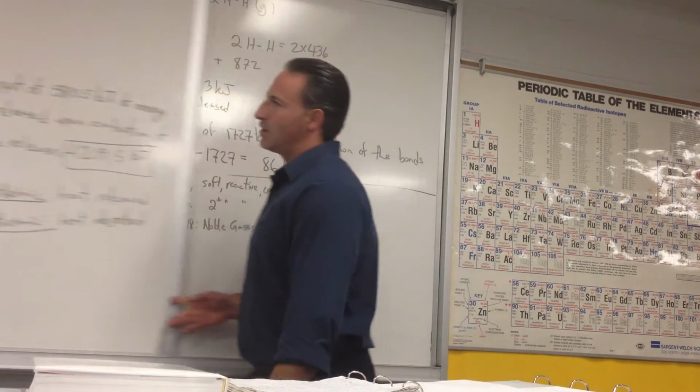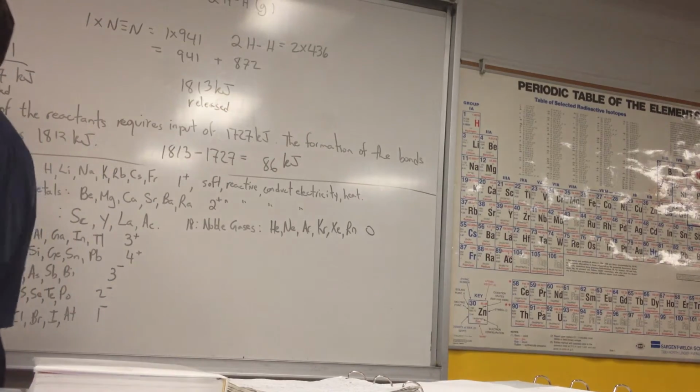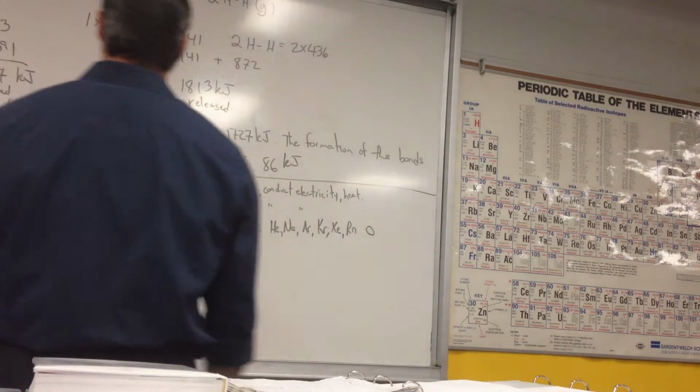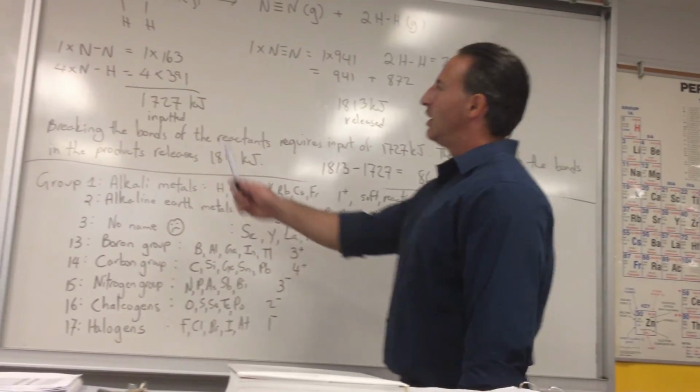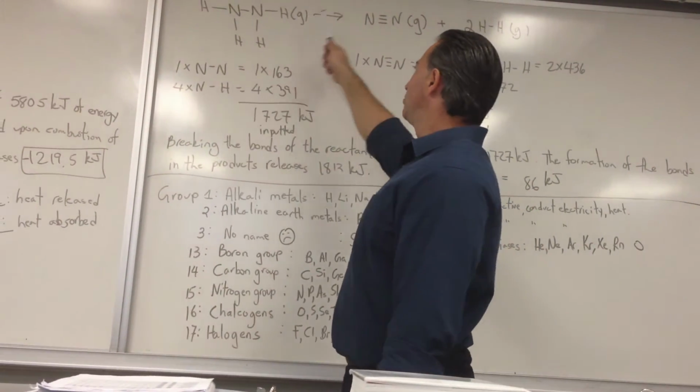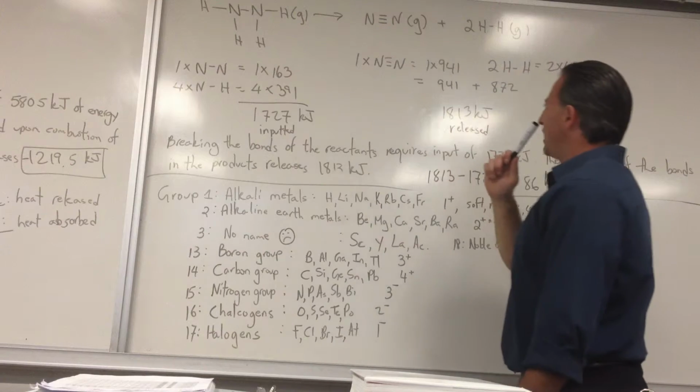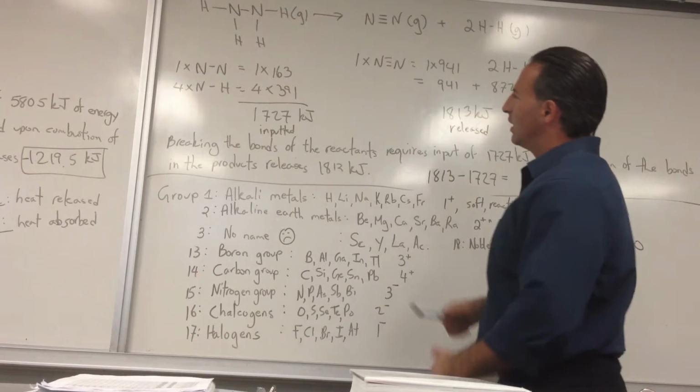Now let's do another example. This is from the textbook itself. It's Brown, page 333, the practice exercise. They ask you, this molecule breaks down into nitrogen and hydrogen gas. I think that's called hydrazine.